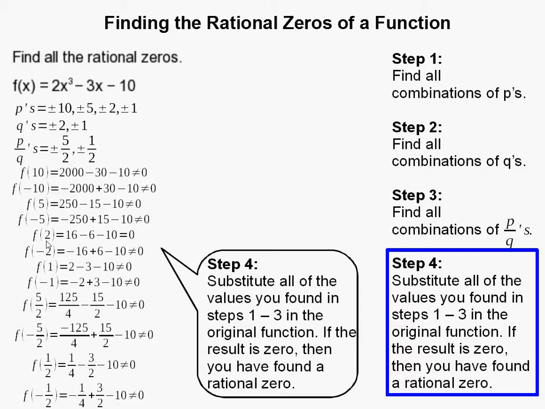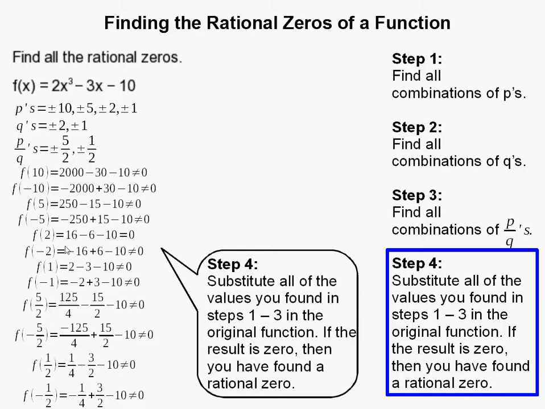Right? Oh, finally got one. When you substitute in 2, you get 16 minus 6 is 10, 10 minus 10 is 0. That means 2 is a solution. It's a rational 0 for us here. Here we go. Then we just keep going down the line.